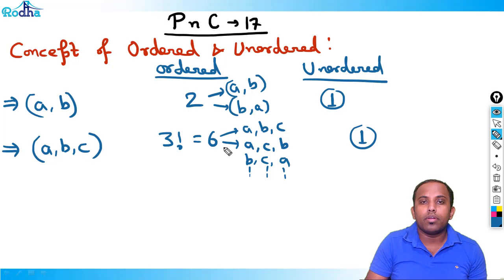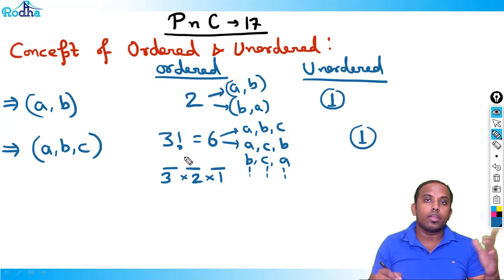What I'm trying to form is, there are 3 variables here. At the first place, we have 3 options, I can fill any of A, B, C. At the second place, I have 2 options. At the third place, I have 1 option. So in total, there are 6 ways of arranging A, B, C.